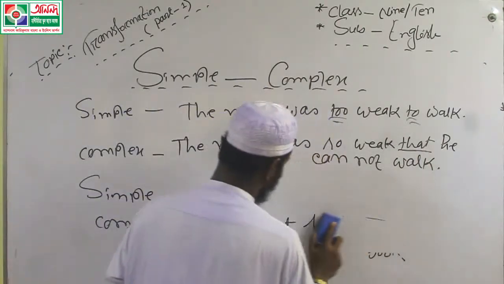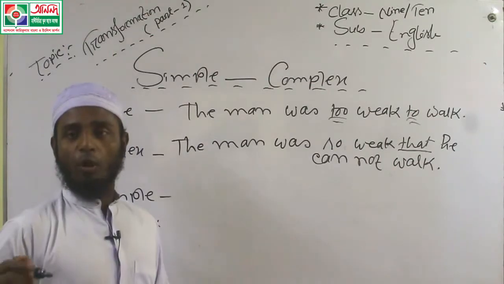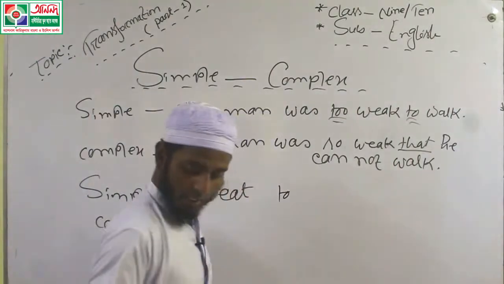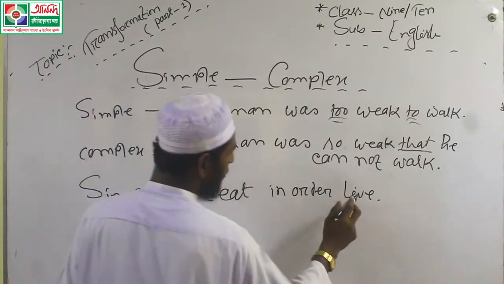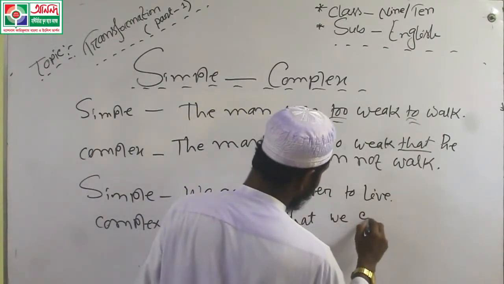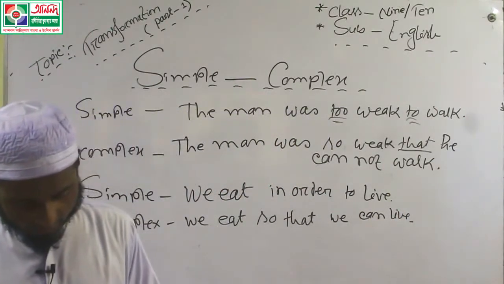And the last example of simple to complex, my dear viewers: we eat in order to live. We eat so that we can live.